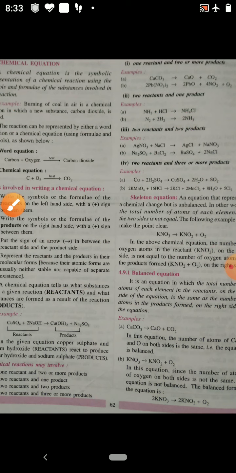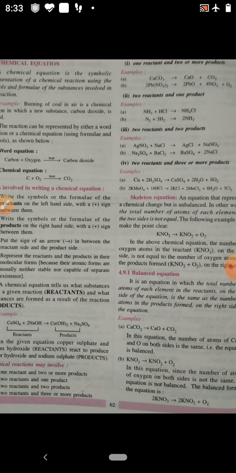Other is limitation of chemical equation. Limitation: chemical equation does not tell about concentration of reactants and products, speed of the reaction, change in color during the chemical reaction, and completion of the reaction. It means whether the reaction has completed or the reaction is going on. Chemical equation does not tell anything about this.